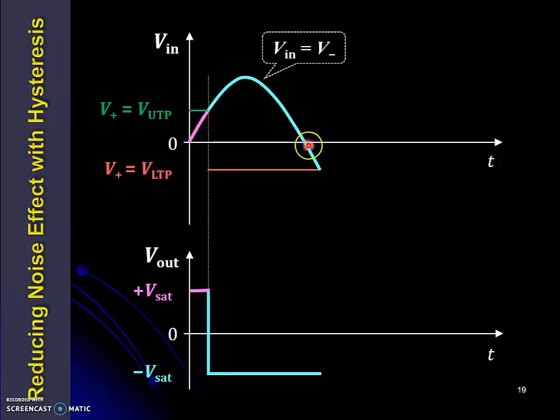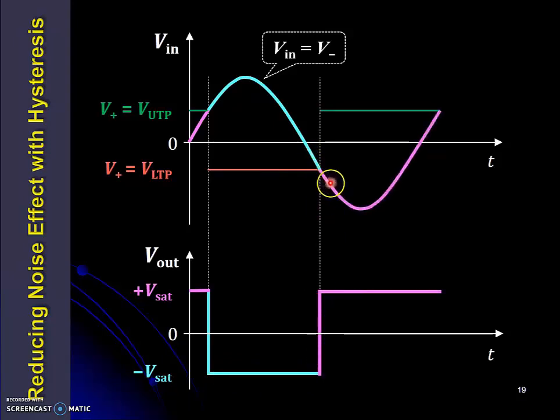During this period, the V negative is higher than the V positive, so the output stays low. But when the input signal goes lower than the lower triggering point, the V positive becomes higher than the V negative, and this change forces the output to switch from low to high. And this change in the output forces the triggering point from lower to upper too. During this period, the V positive is higher than the V negative. That's why the output stays high.